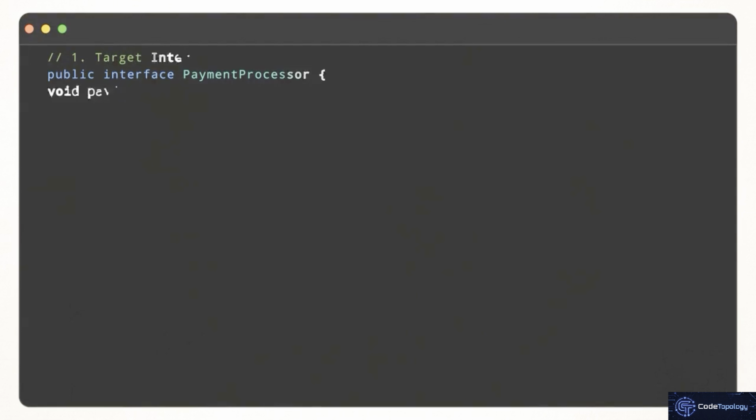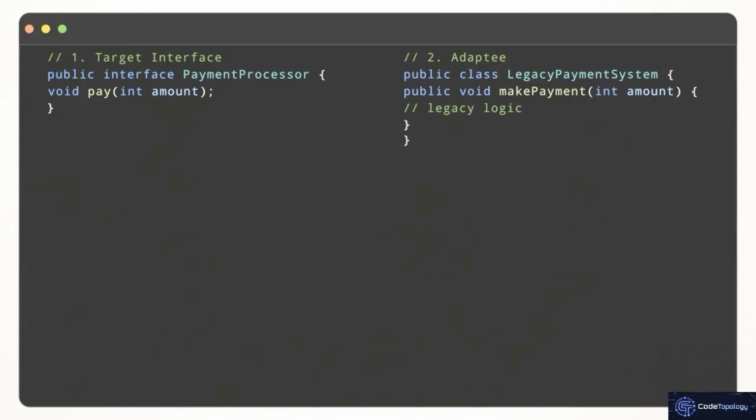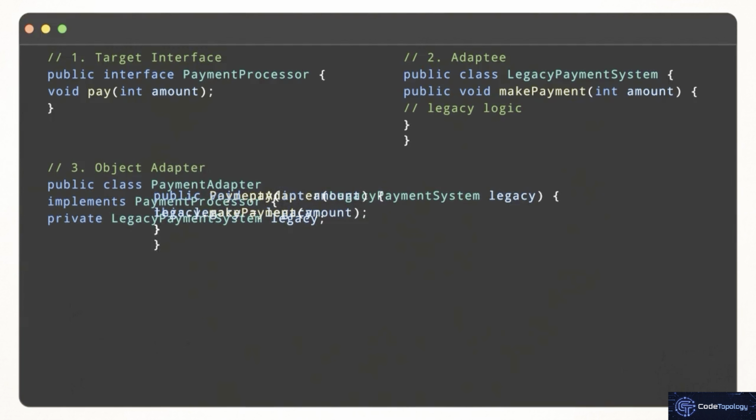Let's build the composition-based object adapter. Watch how each layer strictly depends on the abstraction above it. In step 1, we define the target interface, payment processor. This is the contract the client will call. Step 2 introduces the adaptee. Our legacy payment system provides the necessary logic, but its method names do not match our new interface.